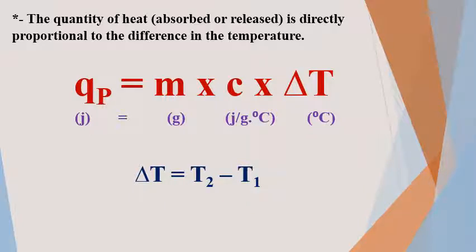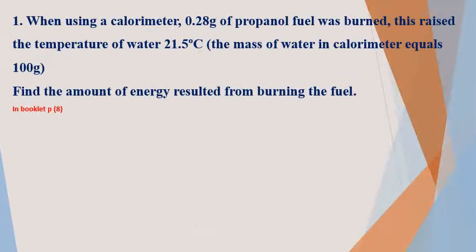Let's go to see different types of problems. Problem number 1, this is a problem in your booklet, page 8. When using a calorimeter, 0.28 gram of propanol fuel was burned. This raised the temperature of water by 21.5. The mass of water in the calorimeter equals 100 gram. Find the amount of energy resulted from the burning of fuel.